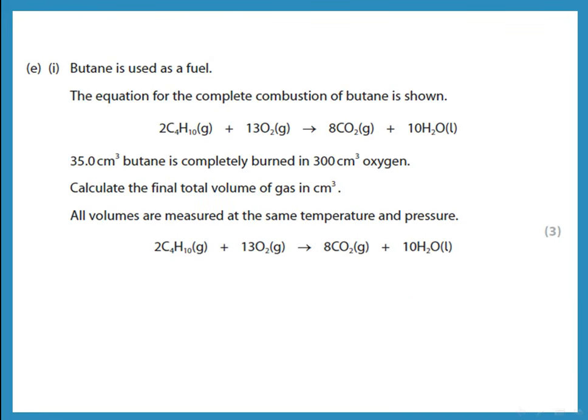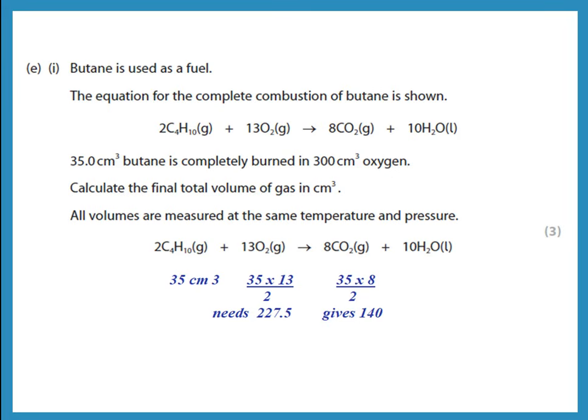In this equation, he gives me the complete combustion of butane, and he says 35 centimeter cubed of butane is completely burned in 300 centimeter cubed of oxygen. Calculate the final total volume of gas. Now, again, remember that we can relate directly in the equation the volumes of gases, not liquids, but the volumes of gases. So if he says I have 35 centimeter cubed of C4H10, how much oxygen do we need? According to the equation, 2 of C4H10 needs 13 of O2. So the 35 will need how much? 35 times 13 over 2.